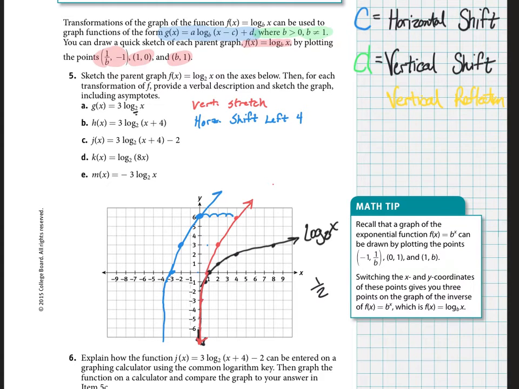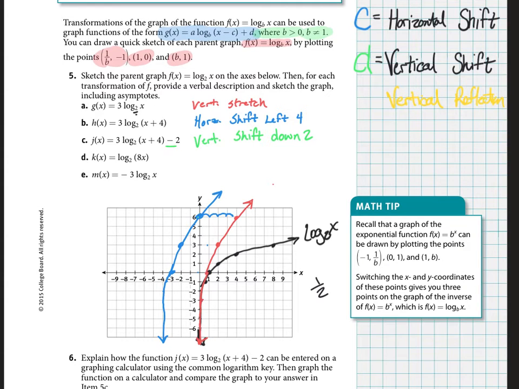So you can see it's the same shape as our red function, just shifted over 4 units. The next transformation they're throwing at us is a -2. Outside of a parentheses means vertical. Adding or subtracting makes it a shift. So each and every point is going to go down 2.